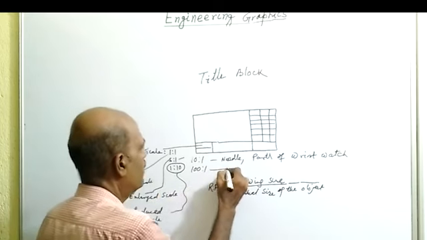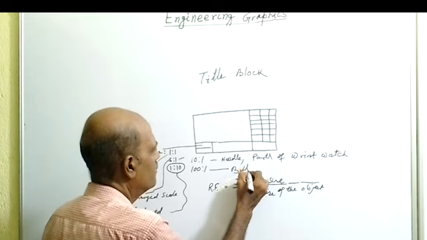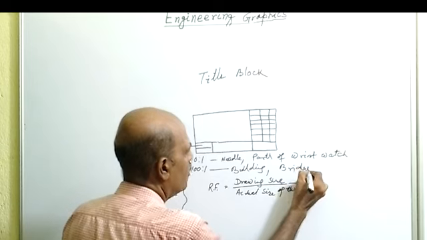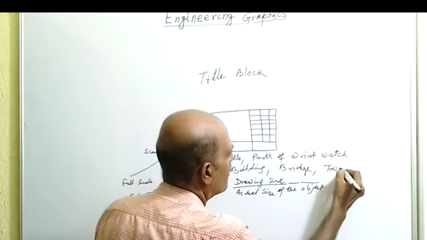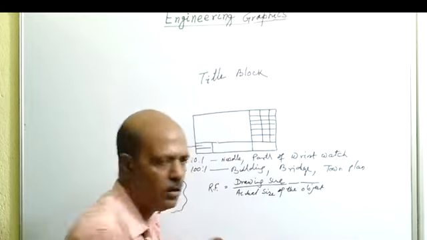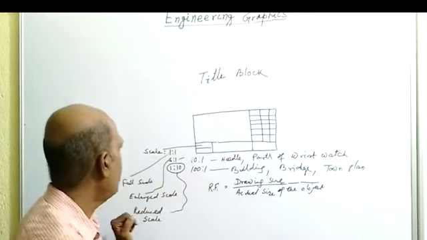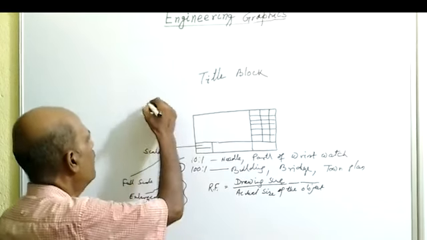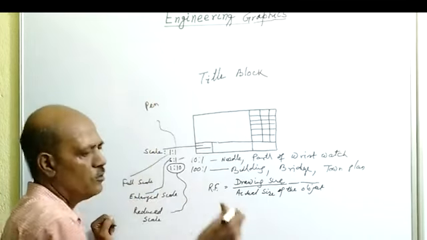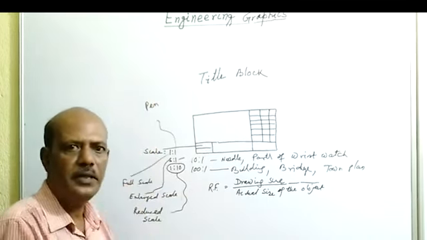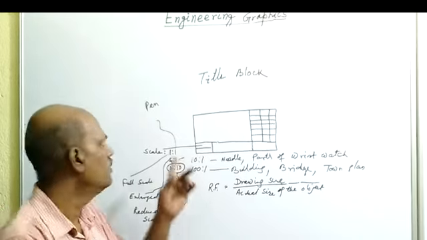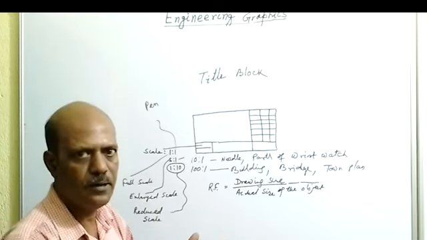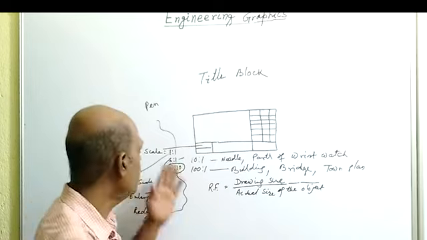And a building, a bridge, or a town plan, etc. are drawn by using a reduced scale. And for full scale objects, say we want to draw the view of a pen, this pen can be drawn very easily on a sheet of paper because its size can be represented easily on a standard size drawing sheet.